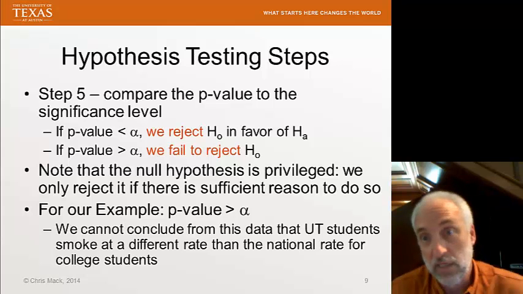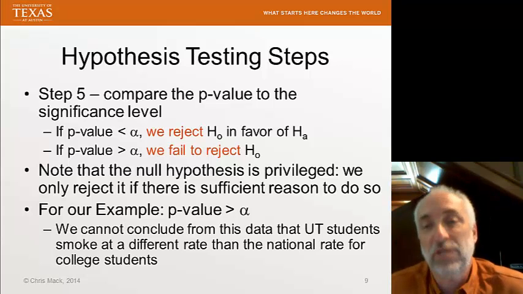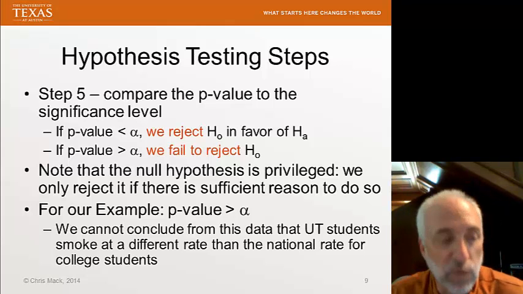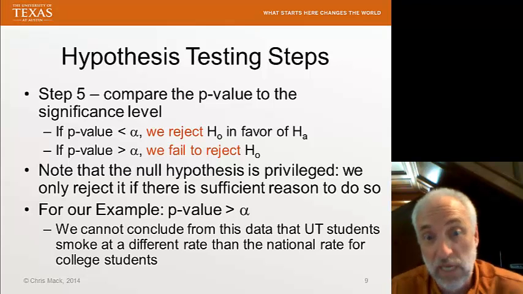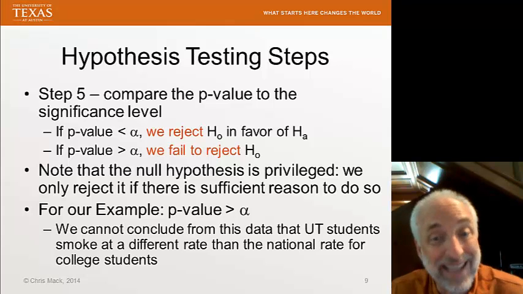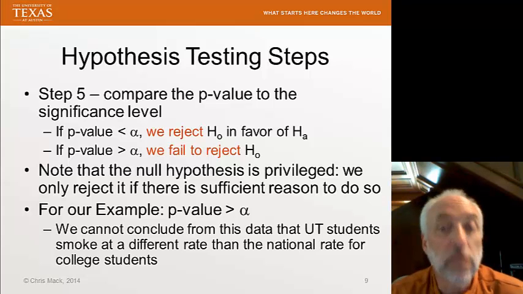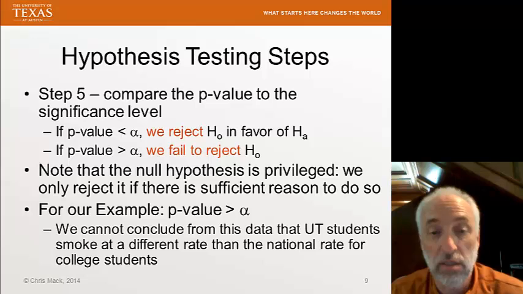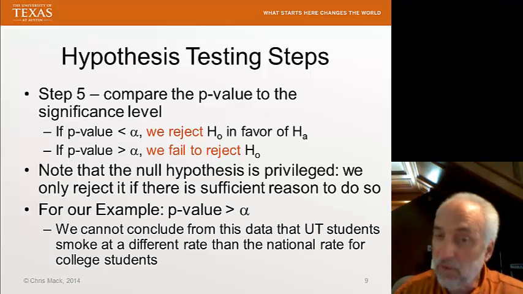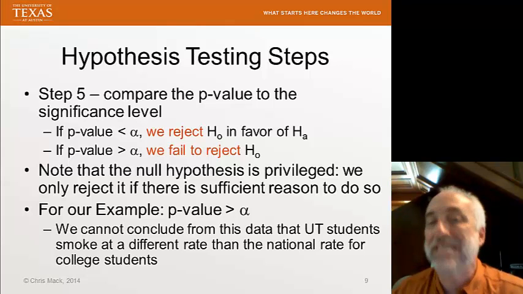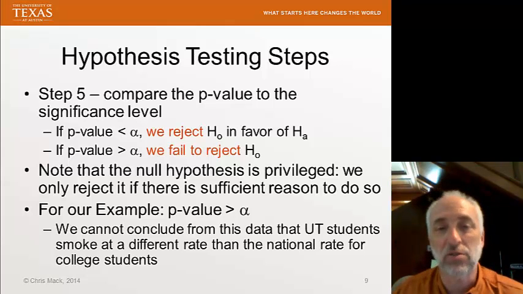In fact, my data said only 21% of UT students smoke, whereas the national rate is 26%. They're not the same. What I'm saying is I cannot conclude with 95% certainty that UT students smoke at a different rate from the data from this sample. That's what I'm saying. And that's a very big difference. We have failed to reject the null hypothesis. We have not proved that the null hypothesis is true.